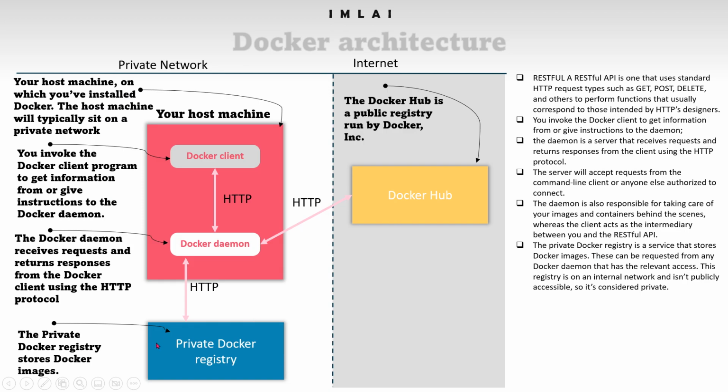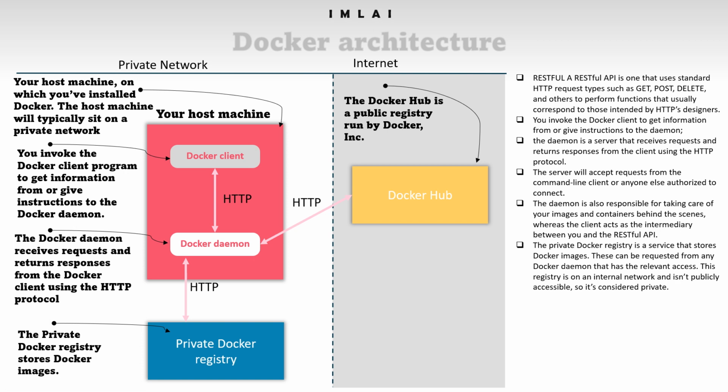So, private Docker registry. Obviously here also only the Docker daemon connects, not the Docker client. The Docker daemon connects with this through a RESTful API, or HTTP request and response. You can do the same with the public repository. The public repository will be placed in an internet, not the private network, so in this case anybody can access that.